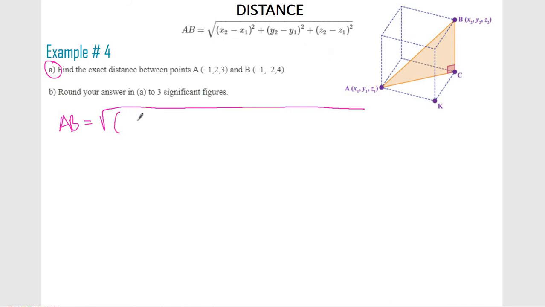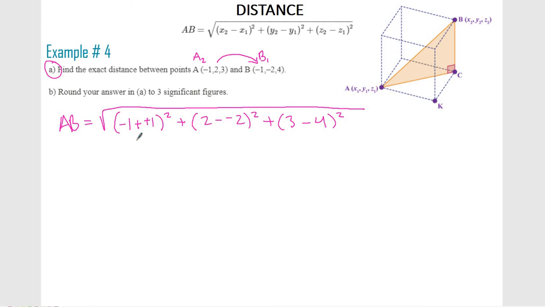So take our x's and find the difference. So I'm going to go from A to B. So my A is my second point, x2, y2, and z2, and B is my first point, x1, y1, z1, just because it's easier for me to do left to right. Keep it the same. So we have negative 1 minus negative 1 squared plus our y's, 2 minus negative 2 squared, plus our z's, 3 minus 4 squared. So we get negative 1. All right, so this becomes plus 1.